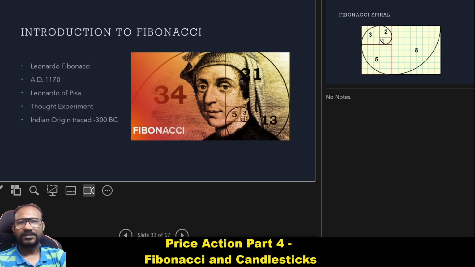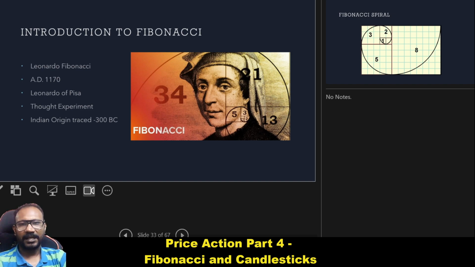So Fibonacci is named after Leonardo Fibonacci. He lived in 1170 AD. He is son of Leonardo of Pisa. So it all started with a thought experiment that what if a pair of rabbits goes on to produce a pair of younger rabbits, and every month the new pair of rabbits is going to produce another pair. So by the end of the year, how many rabbits would we have in total?